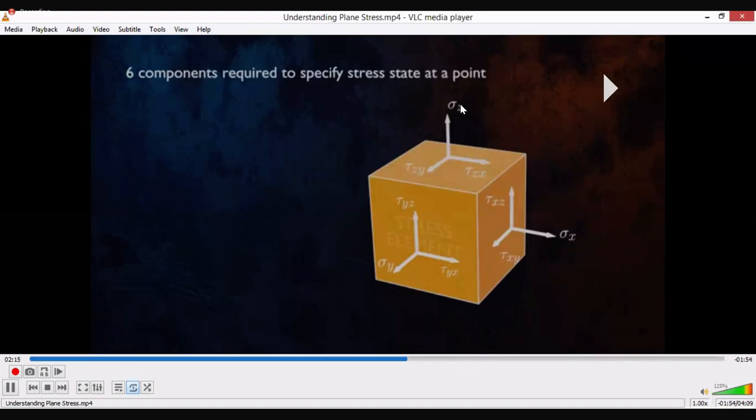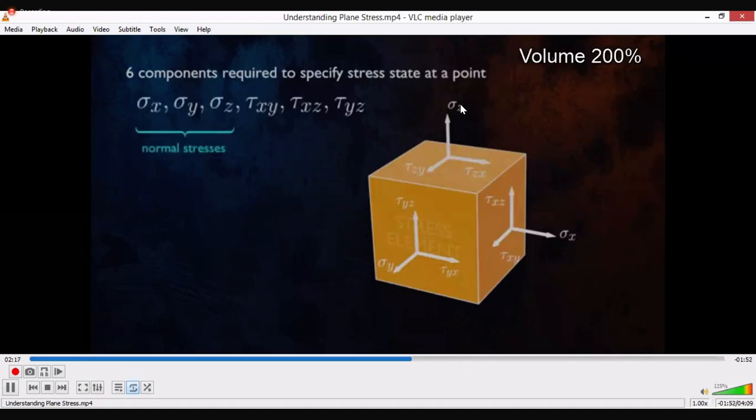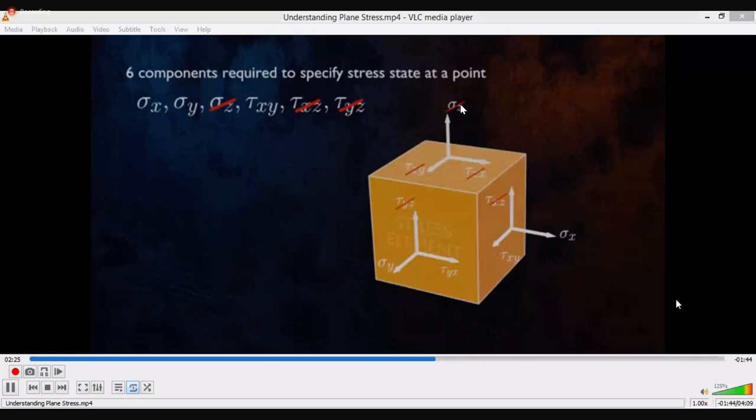Different stress components. Three normal stresses and three shear stresses. For plane stress conditions, sigma z, tau xz, and tau yz are equal to zero. This means... Is that clear enough? Yes, it's clear.